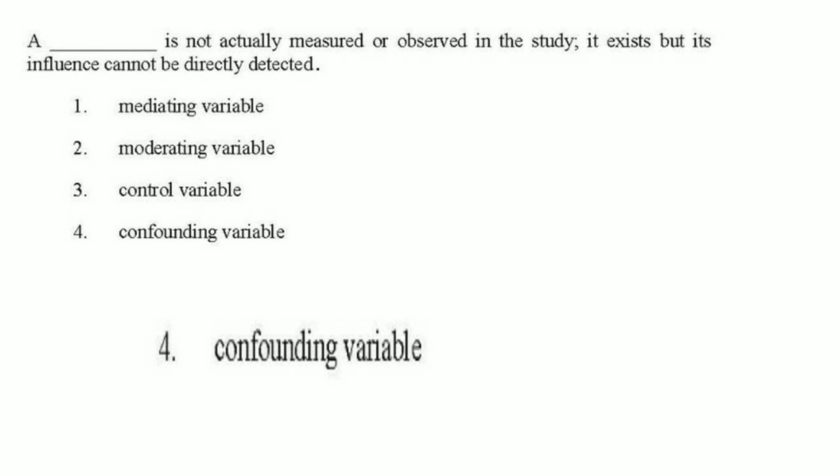The last question for today's session, a dash is not actually measured or observed in the study. It exists, but its influences cannot be directly detected. So the right answer is option 4, confounding variable.